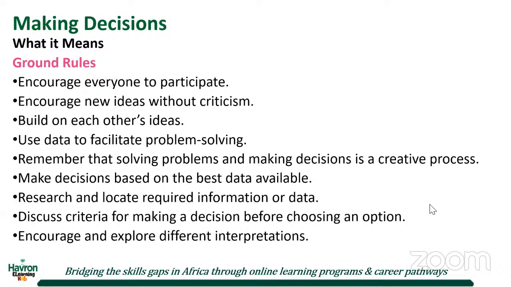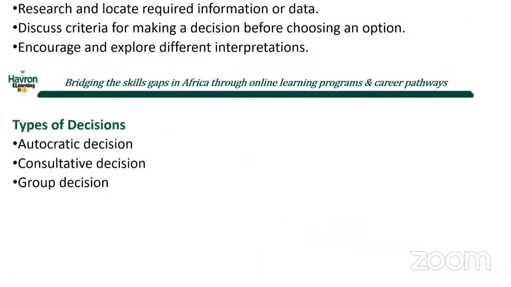Research and locate required information or data. Discuss criteria for making a decision, which includes the cost, time, impact, and so on, before choosing an option. So we have types of decisions.